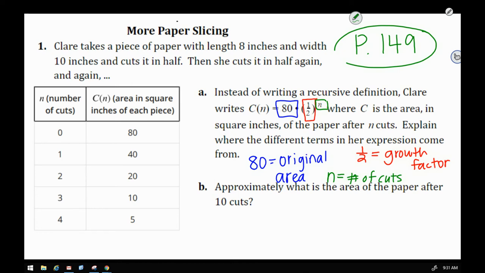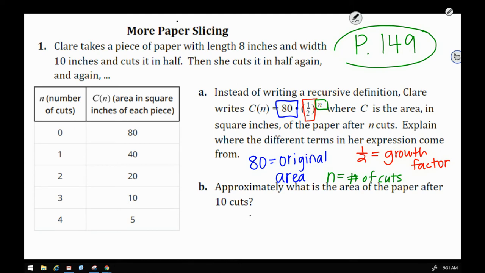And then part B says approximately what is the area of the paper after 10 cuts? How would you figure that out? You just cut a paper 10 times? Yeah. Sure. 10 times. But why not just use her equation? Yeah. Or we could get a paper and cut it in half. Is that where it is 0 papers? I don't know.